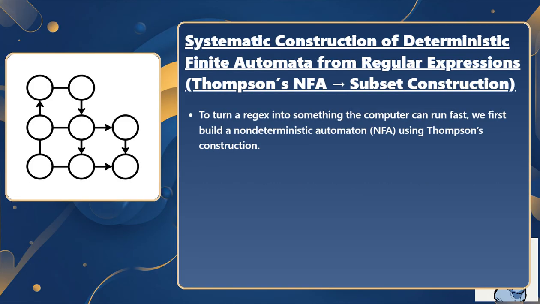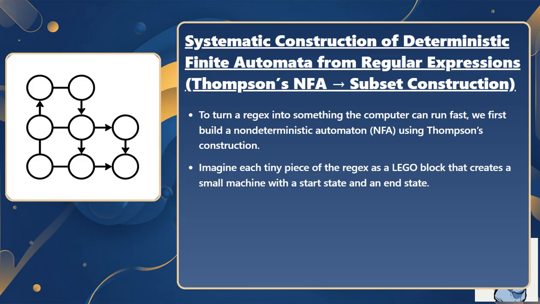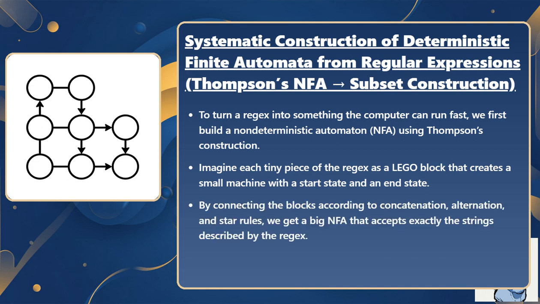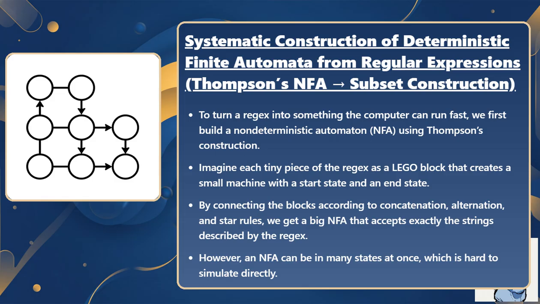To turn a regex into something the computer can run fast, we first build a non-deterministic automaton, NFA, using Thompson's construction. Imagine each tiny piece of the regex as a Lego block that creates a small machine with a start state and an end state. By connecting the blocks according to concatenation, alternation, and star rules, we get a big NFA that accepts exactly the strings described by the regex. However, an NFA can be in many states at once, which is hard to simulate directly.